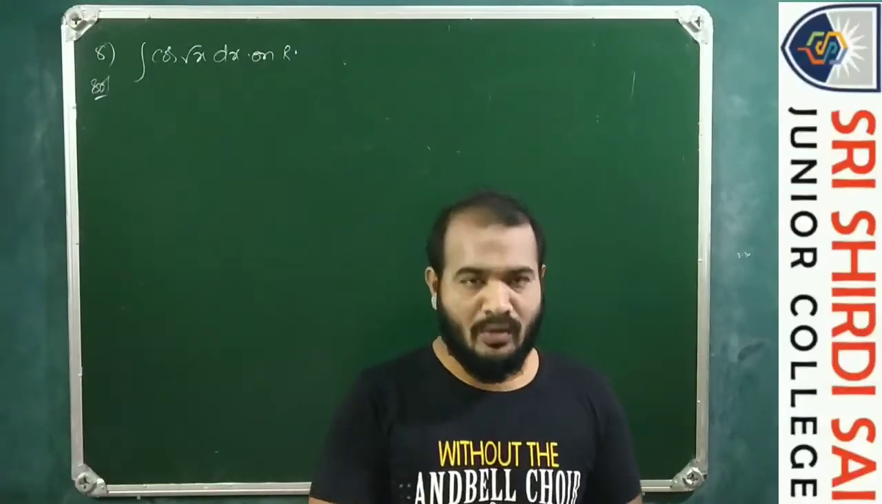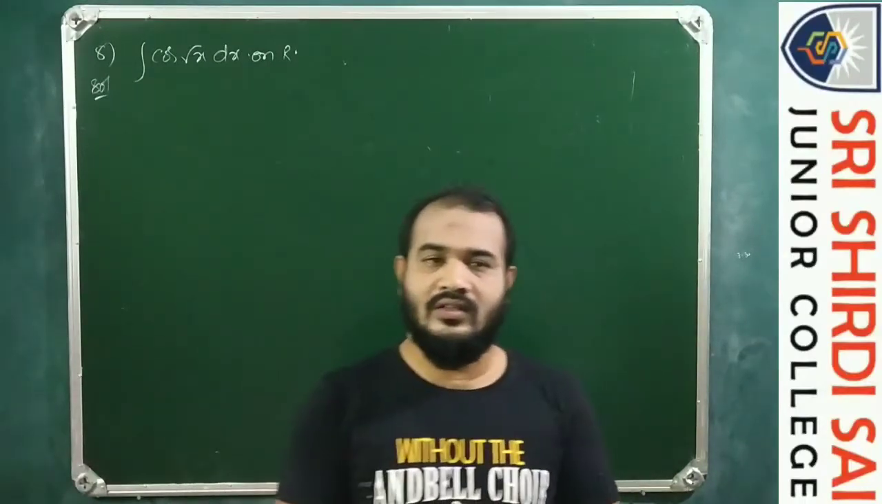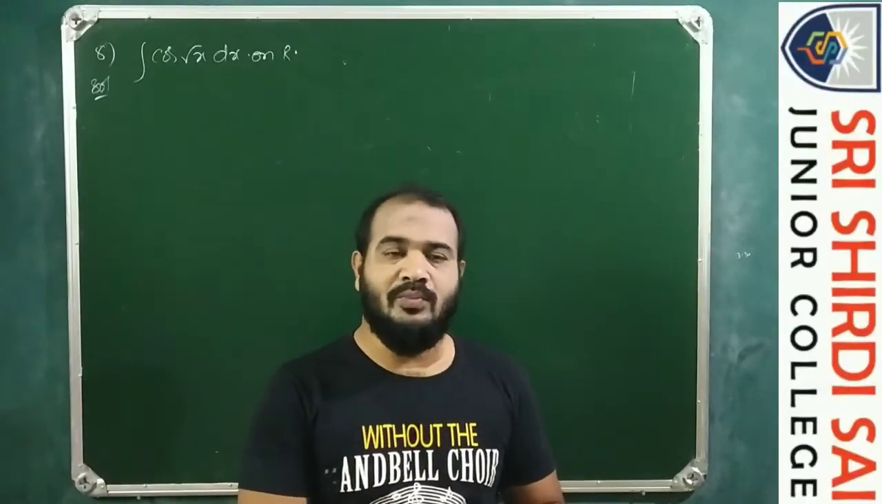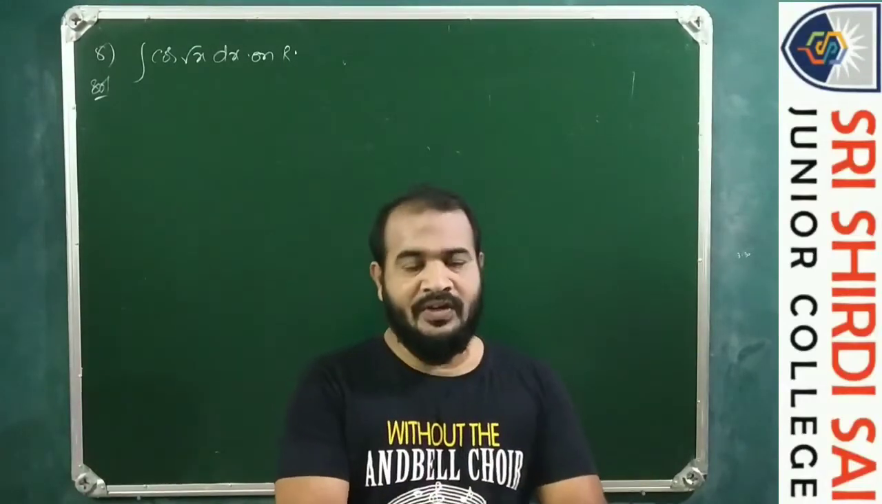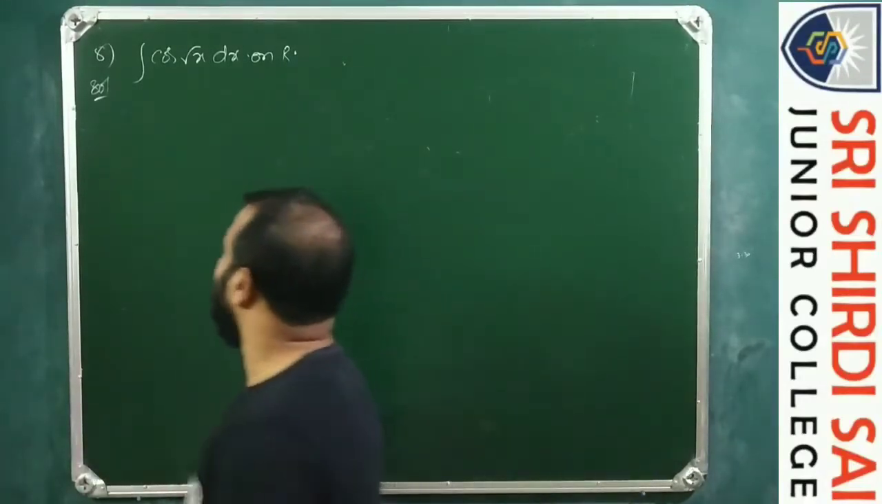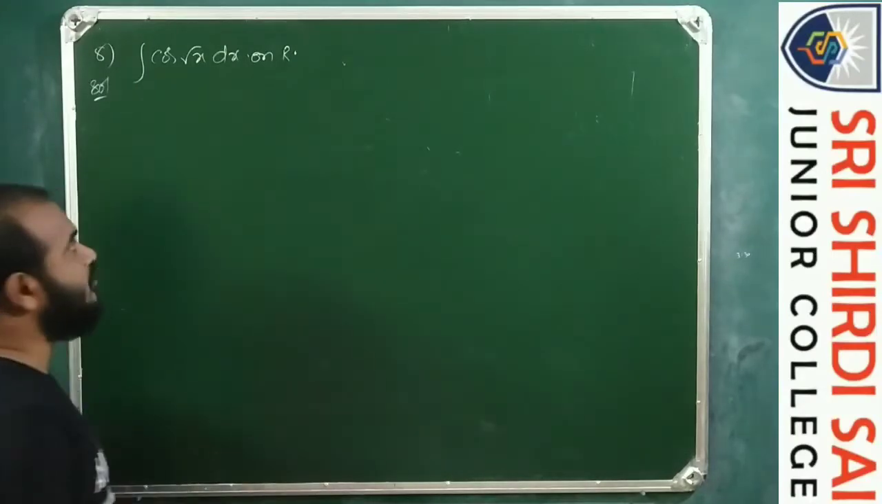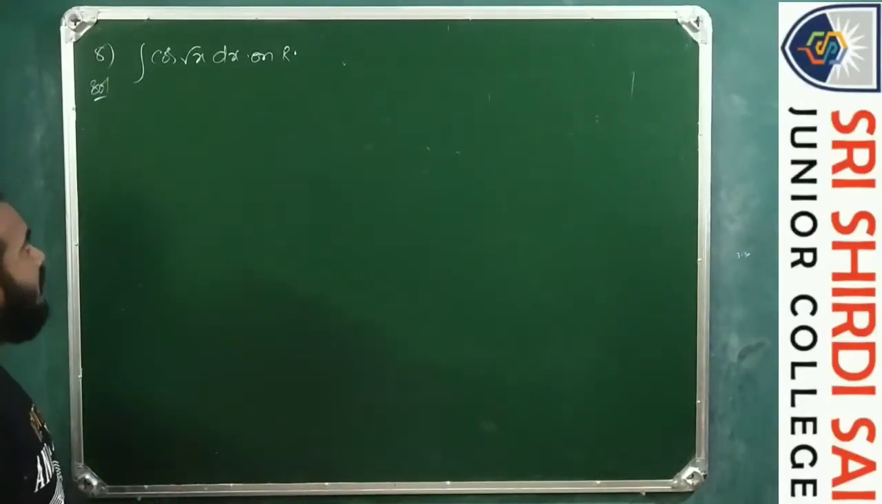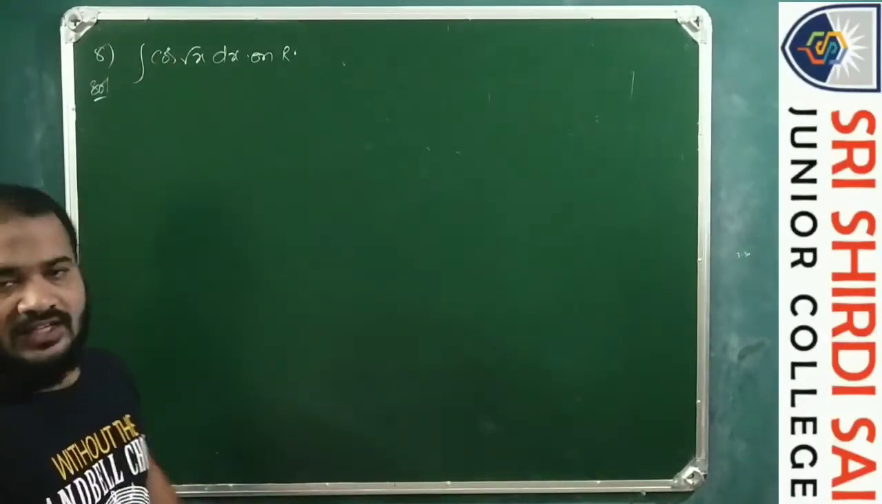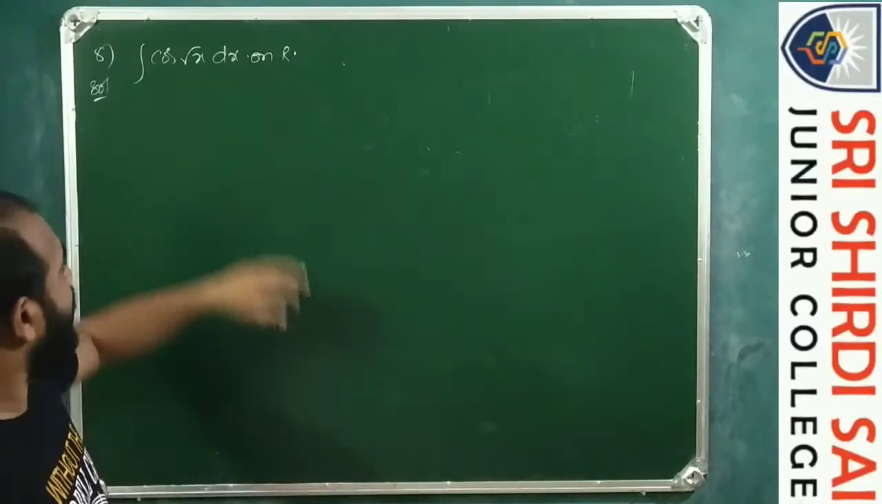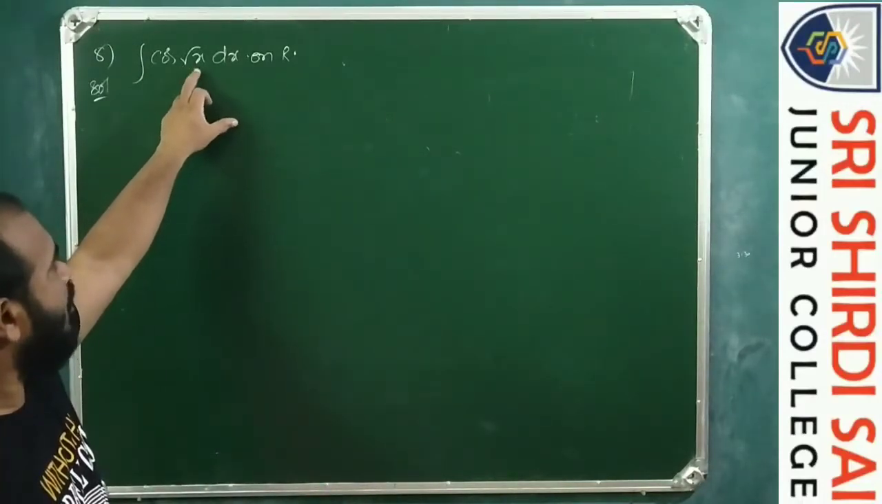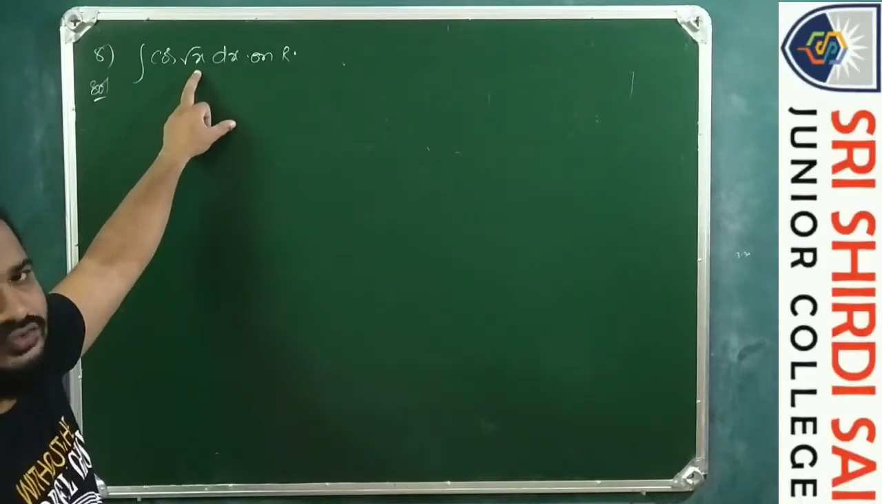Students, let us work out the remaining problems that are left in the exercise 6C, which is based on the integration by parts. Integral cos root x dx on R. So had it been integral cos x dx, we know how to do this. Therefore, whichever that is under root is to be taken t square instead of t.